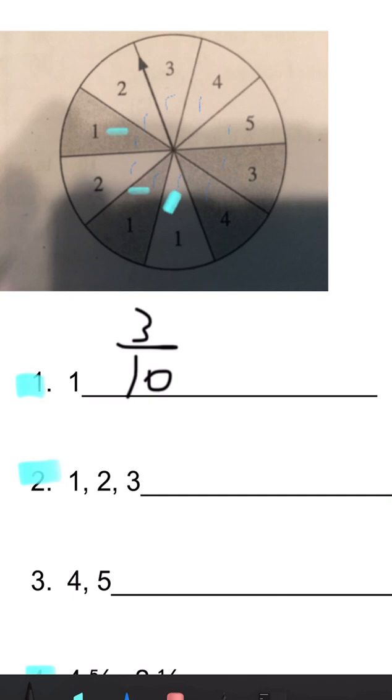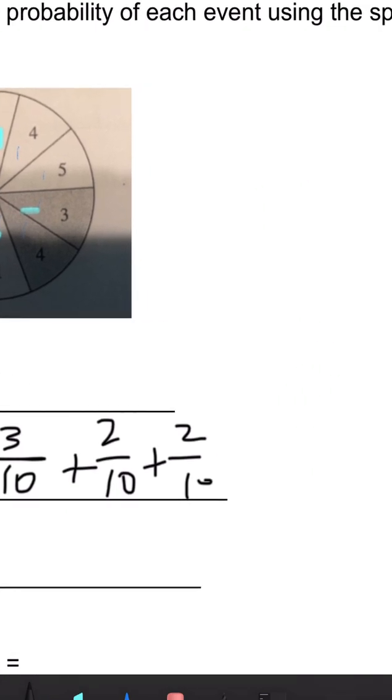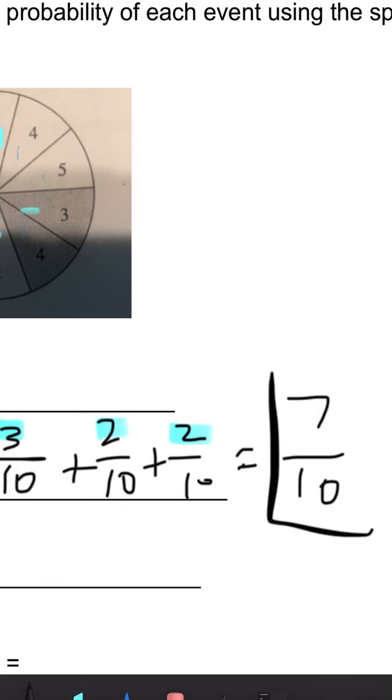Number 2, we're looking at the probability of 1, 2, and 3. We already have 1, so we're going to write 3 over 10 plus. For 2, we have 1, 2. So it's 2 over 10. And 3, we have 1, 2. So that is also 2 over 10. We'll add these all up. Remember, bring the 10 over since it is a common denominator. And we're going to add 3 plus 2 plus 2, which is 7 over 10.